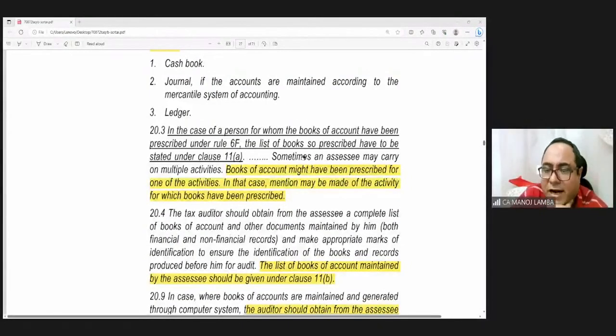Second thing, the tax auditor is required to obtain a complete list of books of account and documents maintained by the assessee, both financial and non-financial records, and make appropriate marks of identification to ensure the identification of books of account and records produced before the auditor. The list of books of account maintained by the assessee, the list of books of account maintained, now it is not asking about what books of account are prescribed. Now the tax department is asking what books of account you are maintaining to determine your correct and true profit. Getting my point, my dear friends?